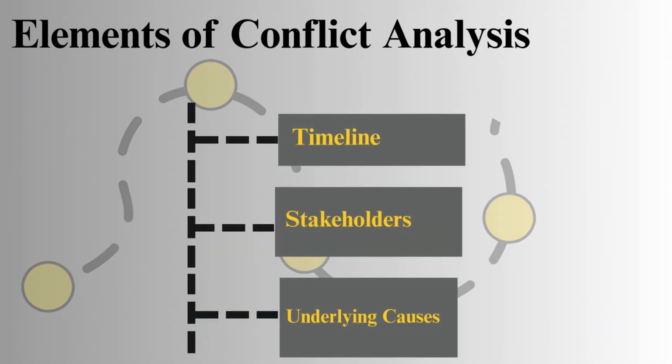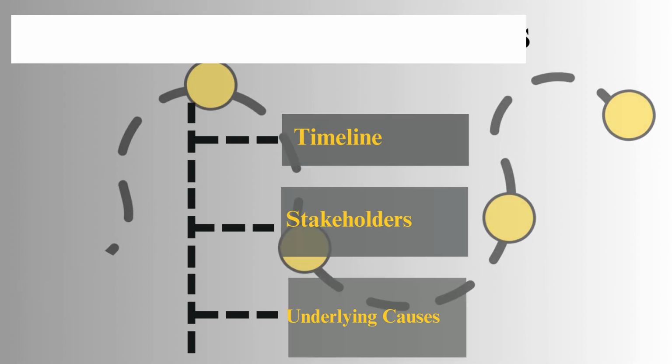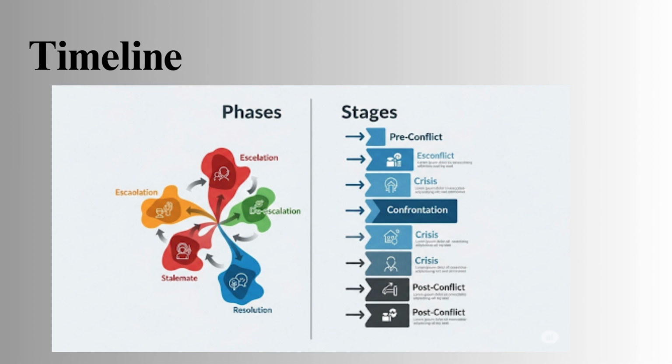In previous videos, whose link will be available in the description box, we discussed in detail the elements of conflict analysis like timeline, stakeholders and the underlying causes. The first element of conflict analysis, that's timeline, is understood via phases and stages. The phases include a repetitive cycle of tension and calm, and the stages encompass the start, escalation, and resolution. Understanding both helps us navigate a dispute's progression and its recurring pattern.